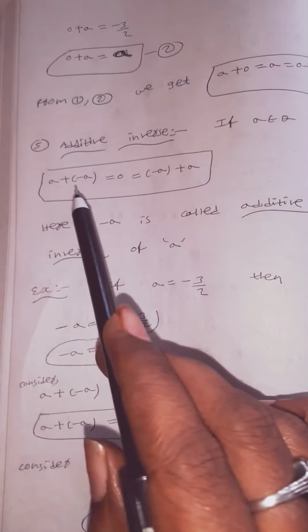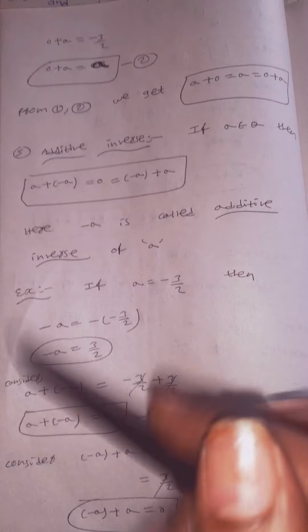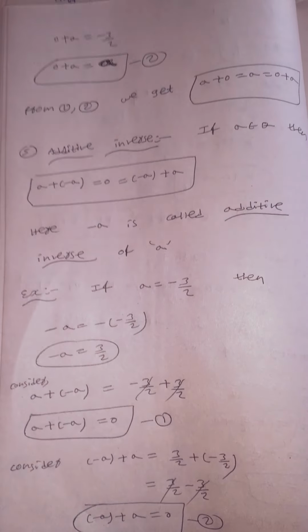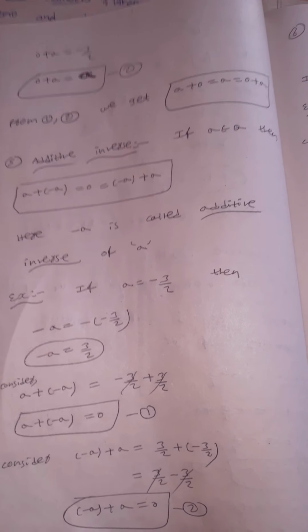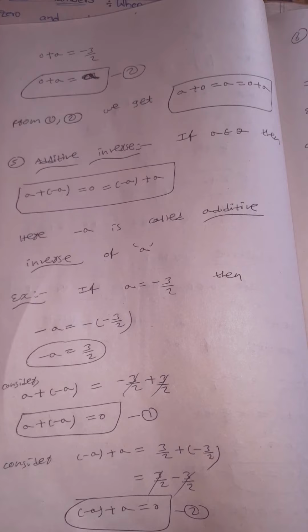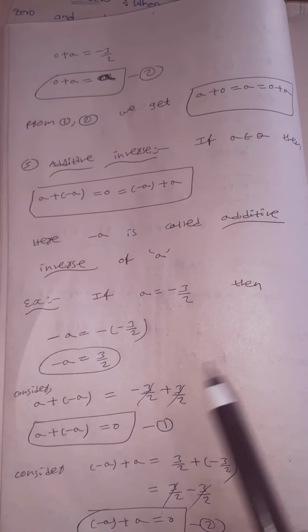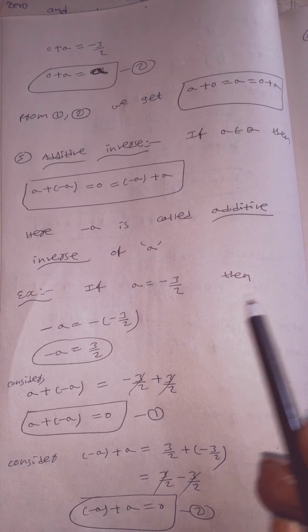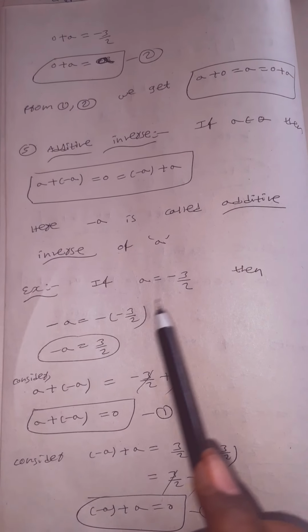Whatever rational number you are taking, if it is a positive rational number, you have to take minus A with the reverse sign, that is, negative. If you are taking a negative rational number, you should take minus A as a positive rational number. See the example, children. If A is equal to minus 3 by 2, then minus A is called the additive inverse of A.